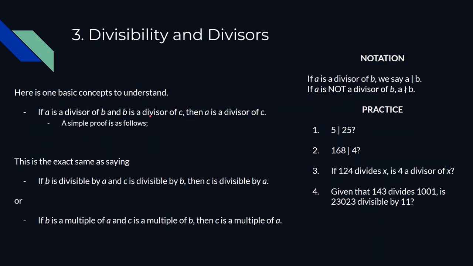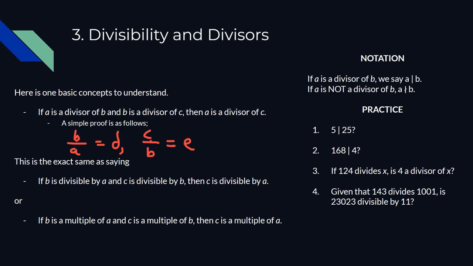Now there's one important concept to understand. If A is a divisor of B, that means B over A is equal to some number, right? So this is equal to an integer. Let's call this integer D, since we're using C over here. So we know this. And we know that B is a divisor of C. So C over B is equal to some number E, right? Then A is a divisor of C. How can we figure that out? How do we know that's true?